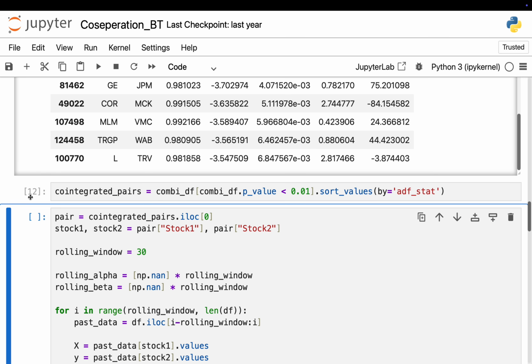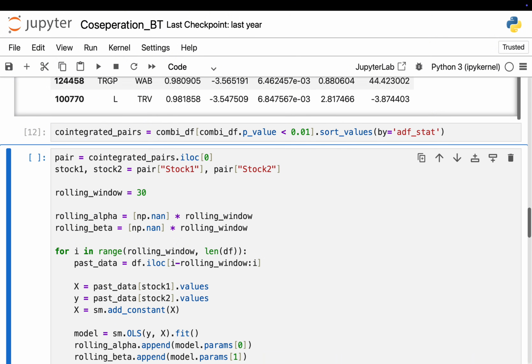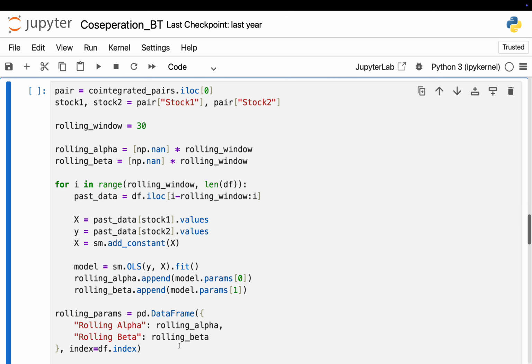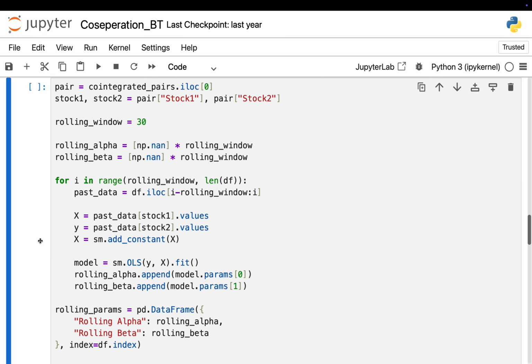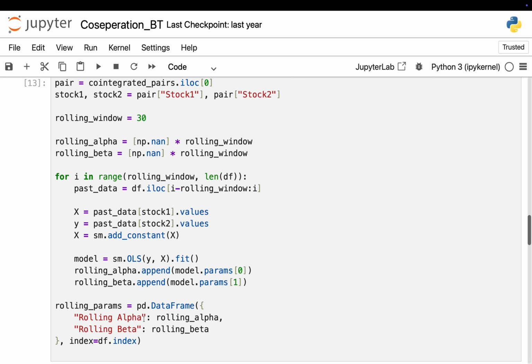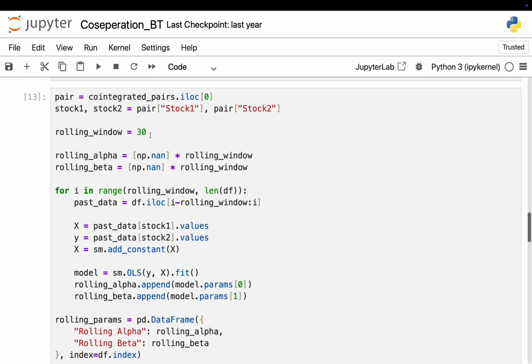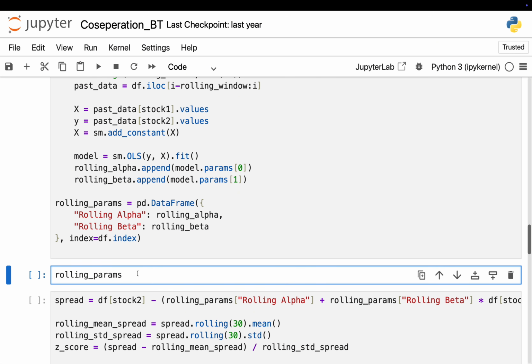We take the top ranked pair and set a 30-day rolling window. For every trading day, we look back 30 days, rerun the OLS regression and record fresh alpha and beta estimates. The hedge ratio between two stocks drifts over time. Re-estimating every day keeps us adapted to that. Obviously, the first 30 values are NaN values. There is not enough history yet. No trades fire during that period.